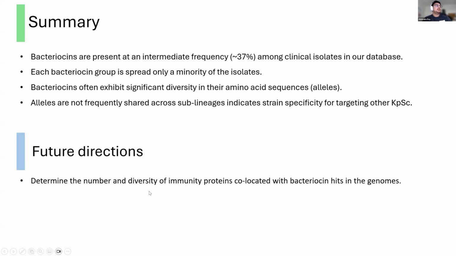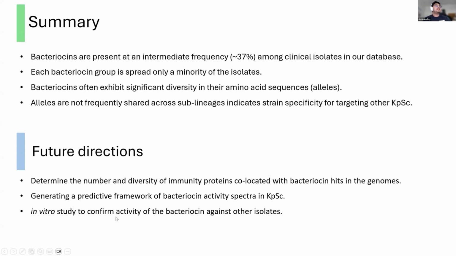Future directions: we are going to determine the number and diversity of immunity proteins that are co-located with these bacteriocins. Based on that, we want to generate a predictive framework of the bacteriocin activity spectra across this population. And finally, later on, we would do an in vitro study to confirm if these bacteriocins are actually active and if our model makes sense.